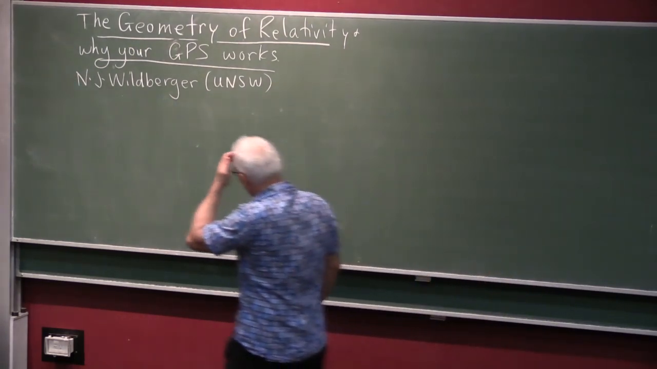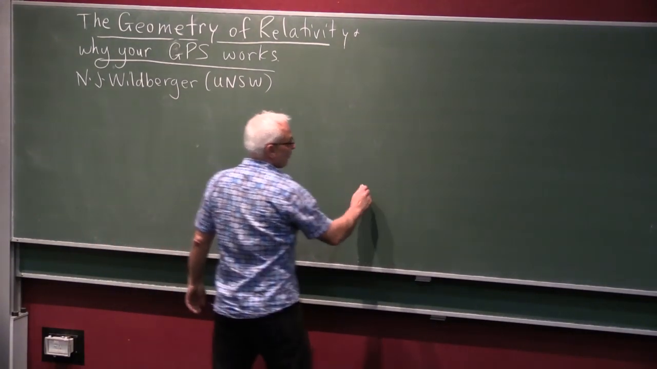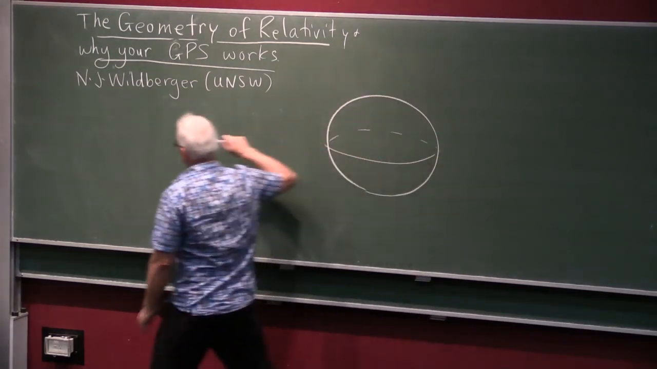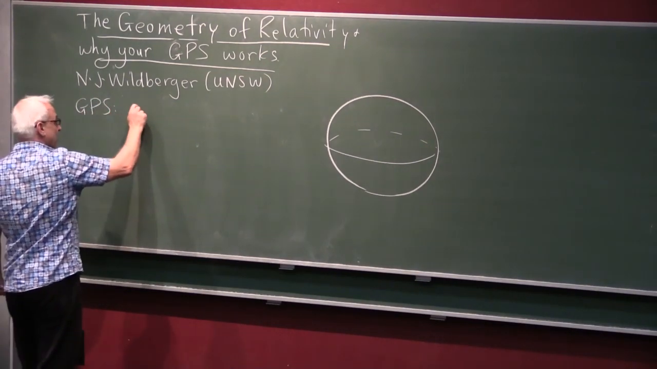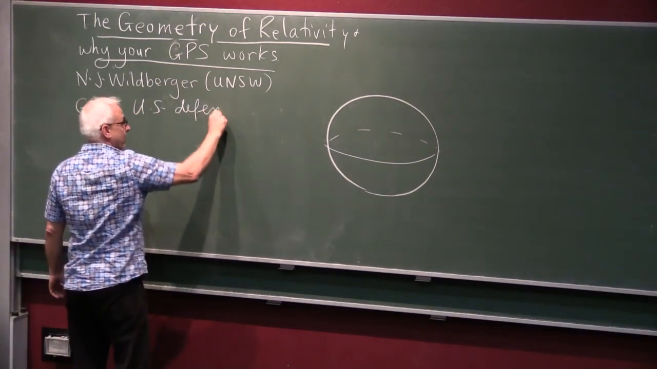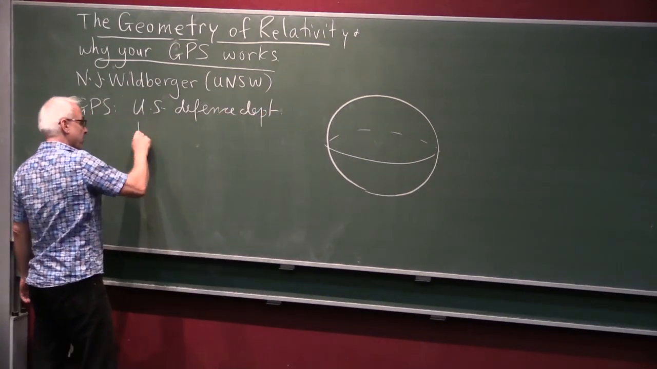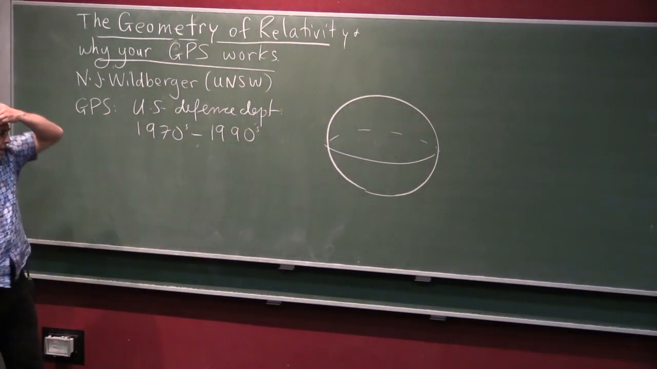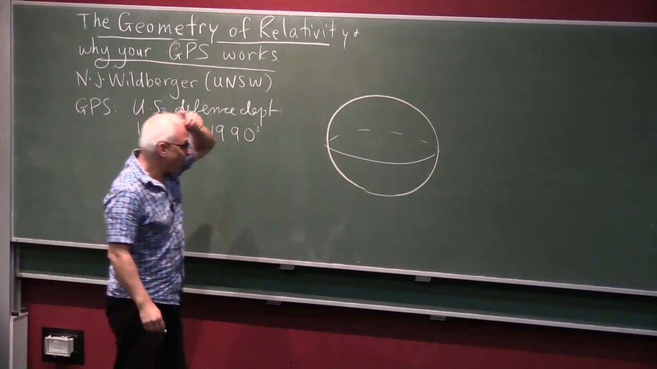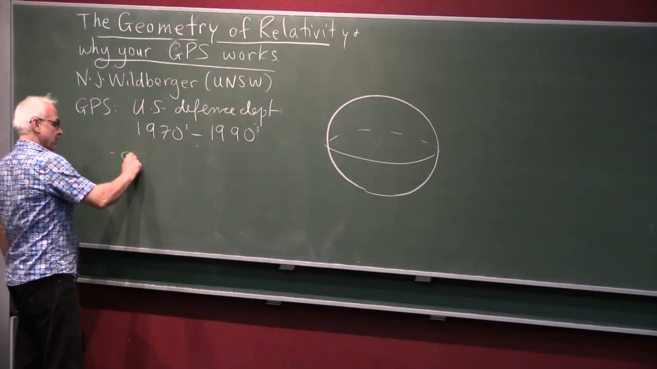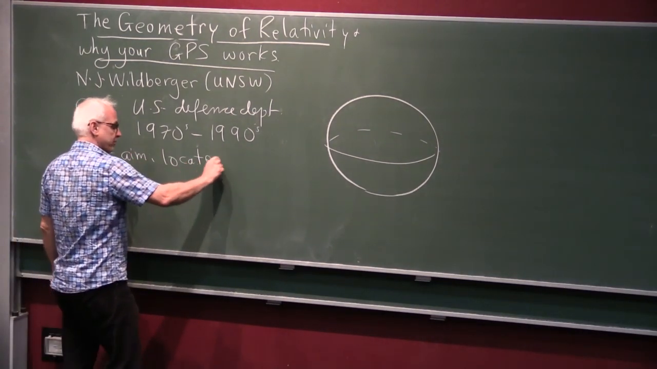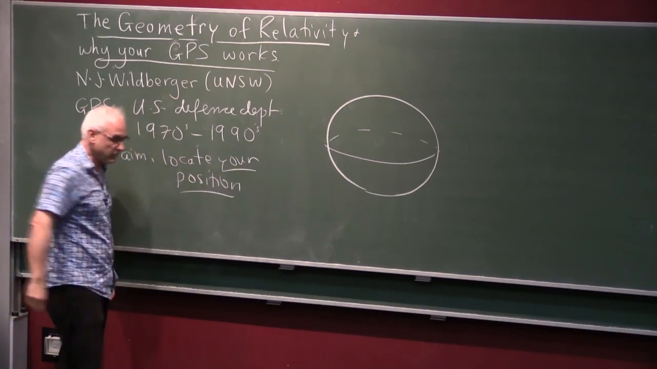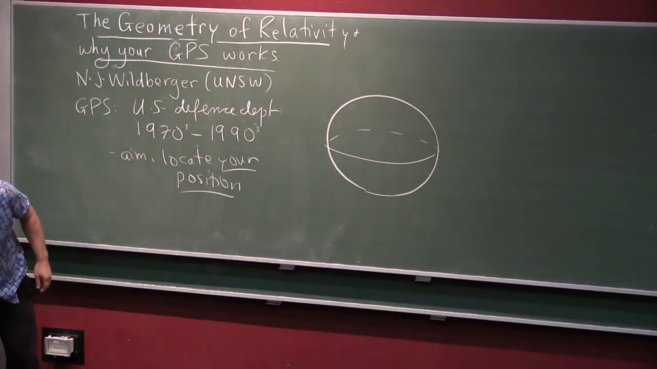So what's the idea of GPS? Well, it was a system that was introduced by the US military in the 70s. So GPS started out with the US Defense Department. I guess the original prototype was sort of in the 1970s. And then I guess it got going sort of as a commercial thing in the 1990s. And the idea is that we're going to try to locate position. So the aim is to locate your position with a little receiver that you have. And to help us, we have these satellites which are going around.